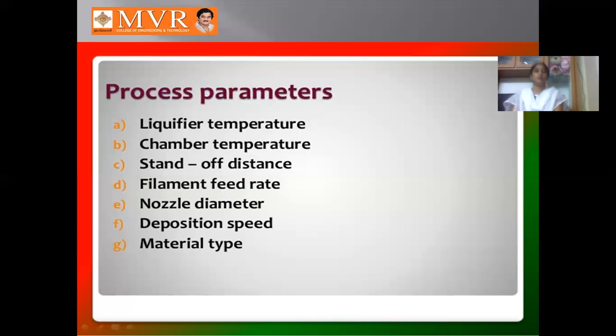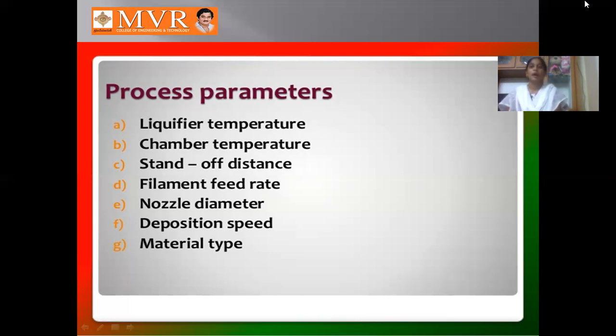The standoff distance will be identified throughout the systems. Okay, next, filament feed rate. Filament feed rate is nothing but, while we are processing, the distances and also the filament and the rate at which it should be fed should be easily identified in this filament feed rate.